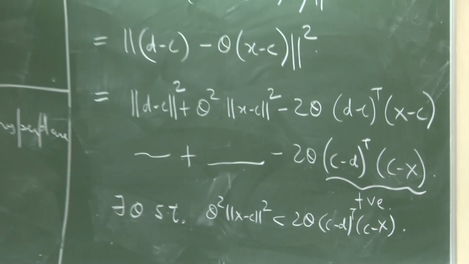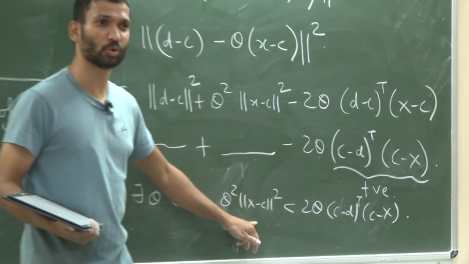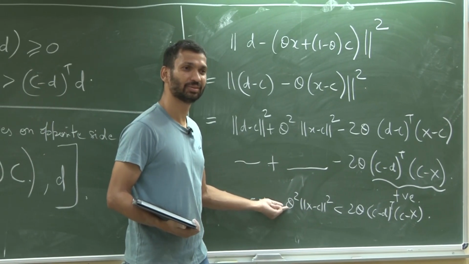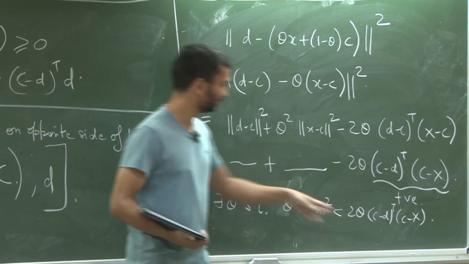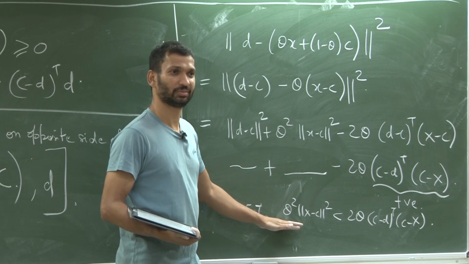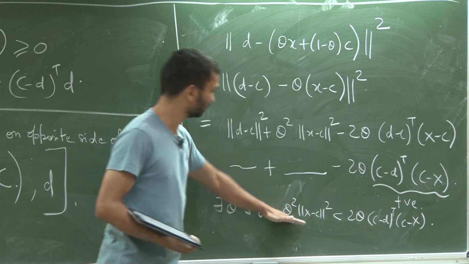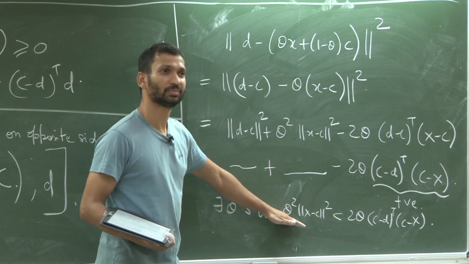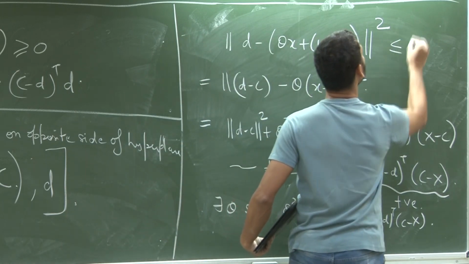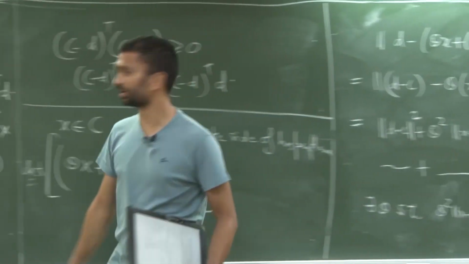Okay? And if this is not clear to you, go back and read about asymptotics. O notation, theta notation, omega notation. Theta square is small. Theta is big. That's why we like asymptotics. There is a small enough theta such that this quantity will be bigger than this. Okay? That means this distance will become less than d minus c square, which is a contradiction.